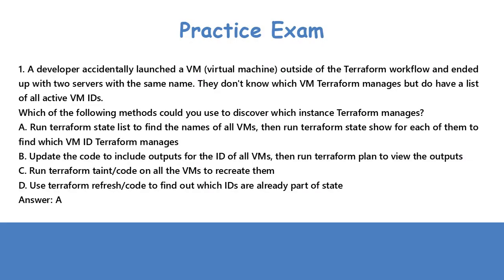One. A developer accidentally launched a VM, virtual machine, outside of the Terraform workflow and ended up with two servers with the same name. They don't know which VM Terraform manages but do have a list of all active VM IDs. Which of the following methods could you use to discover which instance Terraform manages? A. Run terraform state list to find the names of all VMs, then run terraform state show for each of them to find which VM ID Terraform manages.